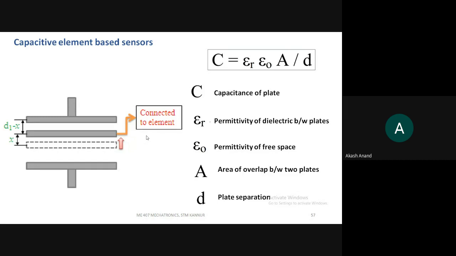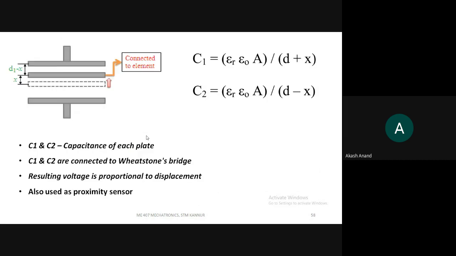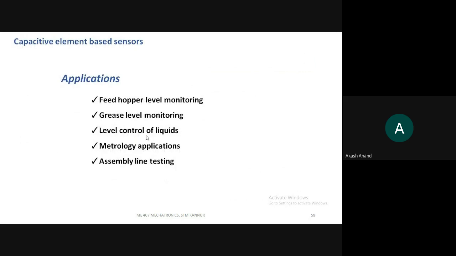Okay, so up to here, capacitance is over, and the applications of the capacitive element based sensors are feed hopper level monitoring. It is used in feed hopper level monitoring, grease level monitoring, and level control of liquids, metrology applications, assembly line testing, etc. These are the fields of application of capacitive element based sensors.